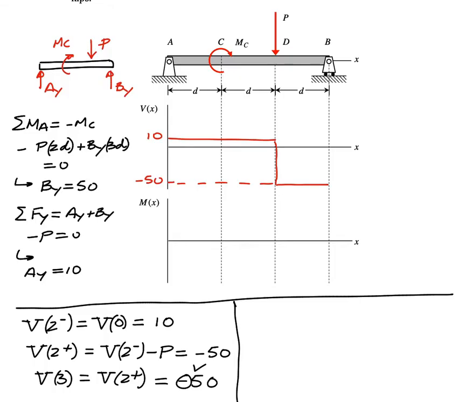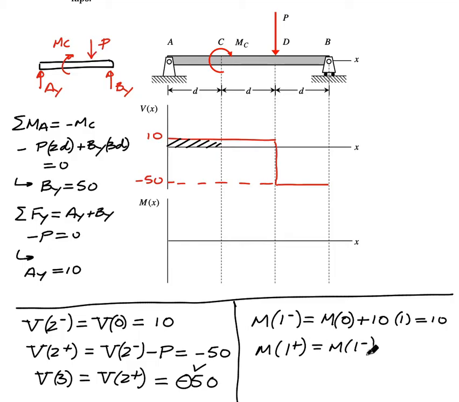The bending moment, immediately to the left of C, that's going to be what it is on the left end, and then add on the area under that curve, so that's 10 over a length of 1, so this becomes 10. The bending moment at 1 plus is what it is at 1 minus. The bending moment here, MC, is clockwise, and a clockwise couple makes a jump upward, so that's a plus MC. That becomes a 40.